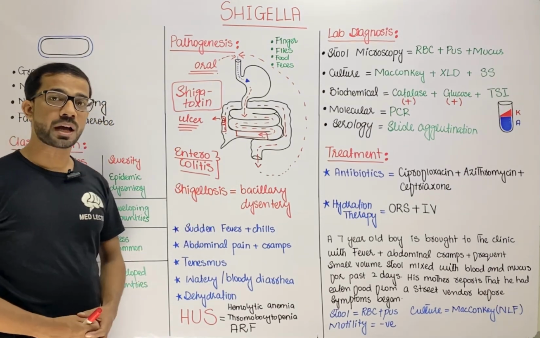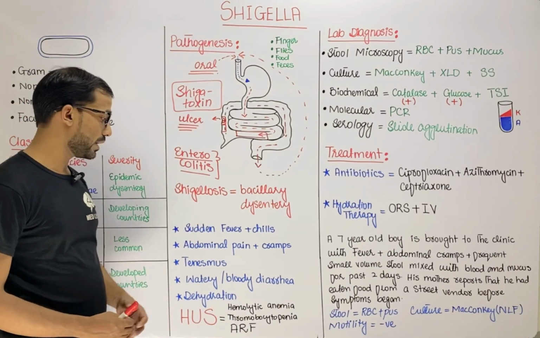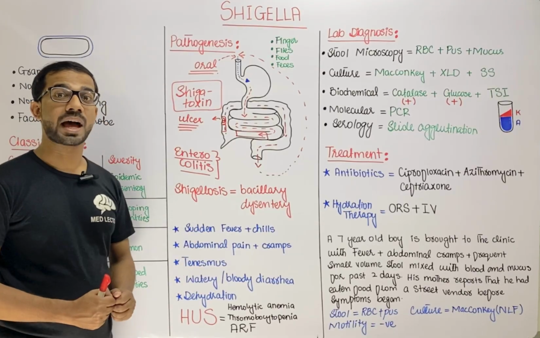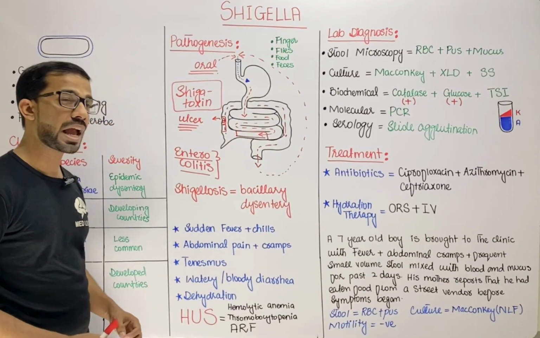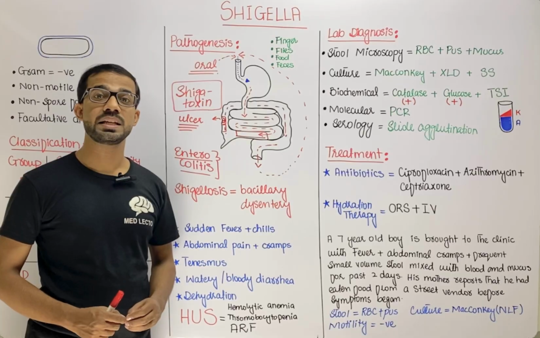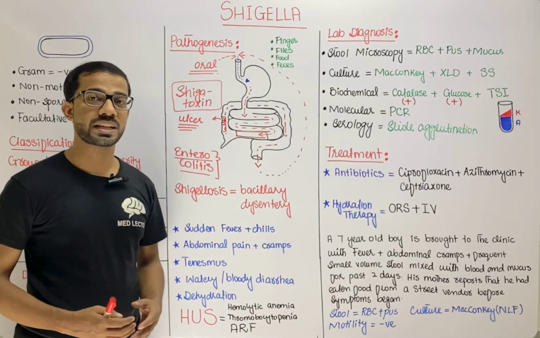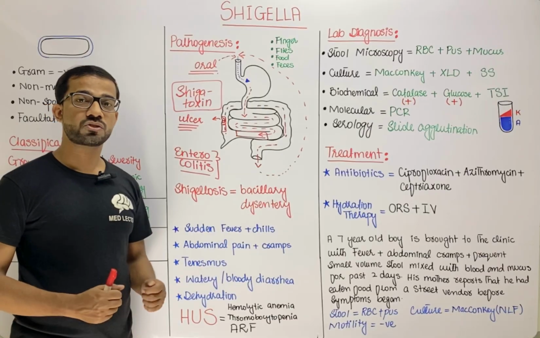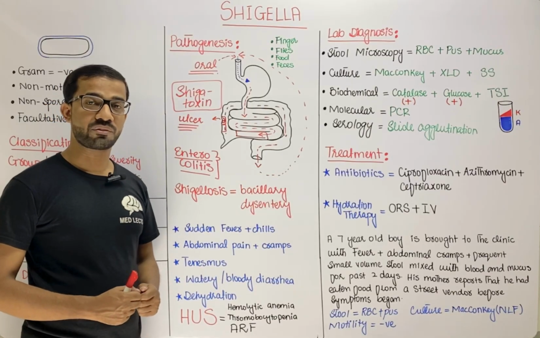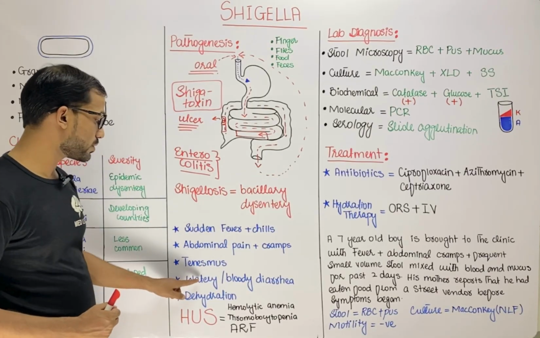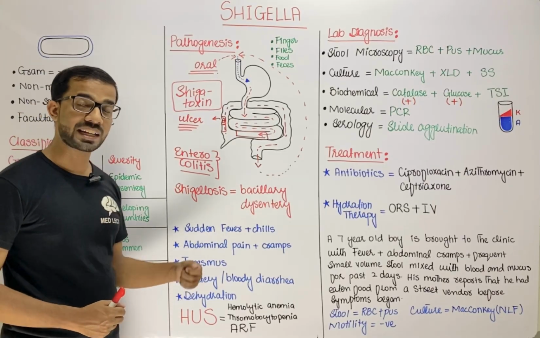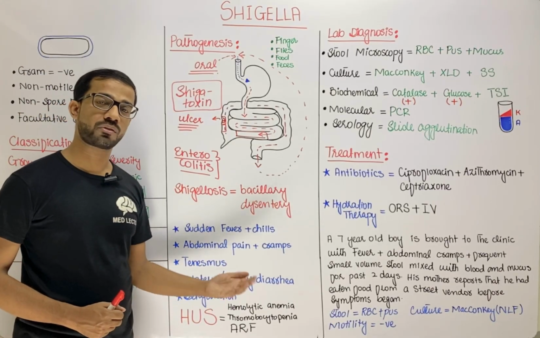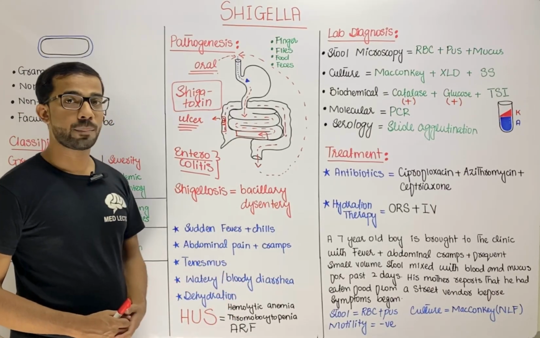What will be the symptoms of this dysentery? You will see sudden fever and chills. You can also see abdominal pain and cramps. So the patient presents with these symptoms. Tenesmus, you will see straining during defecation. At the start, you can see watery diarrhea, but after that, you can see bloody diarrhea.